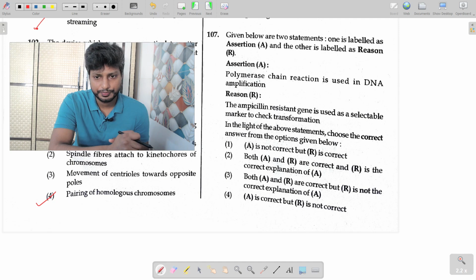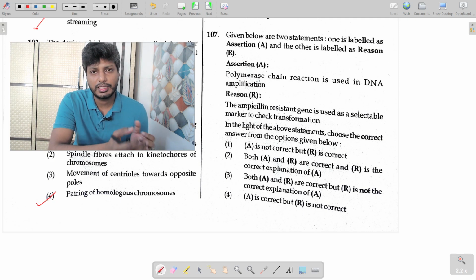What is the second statement saying? The reason says that the ampicillin resistant gene is used as a selectable marker to check the transformation. Of course, this is also one of the ways by which you can identify the resistant bacteria, and you do this to select the transformants from the non-transformants. You all know the technique of transferring the plasmid, and inside the plasmid there is an ampicillin resistant gene. There is also a tetracycline resistant gene.